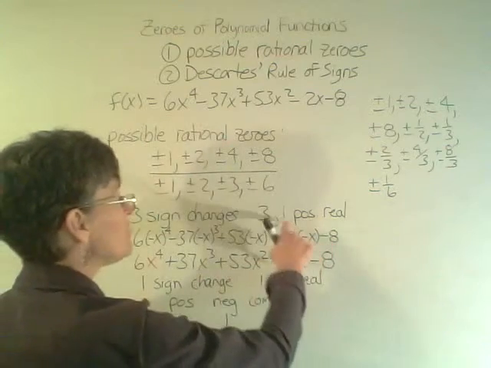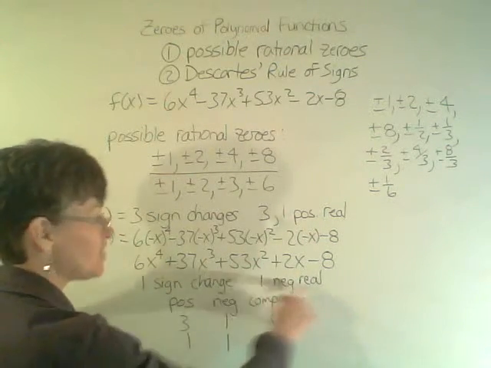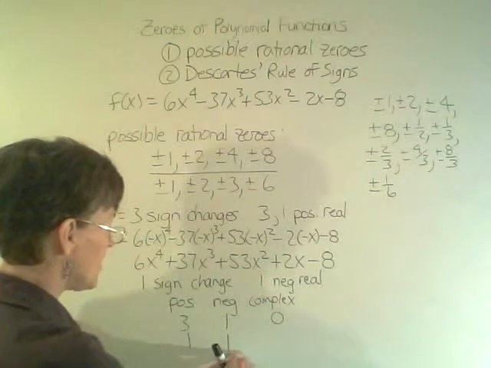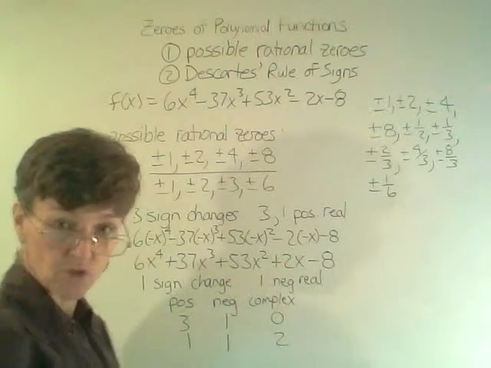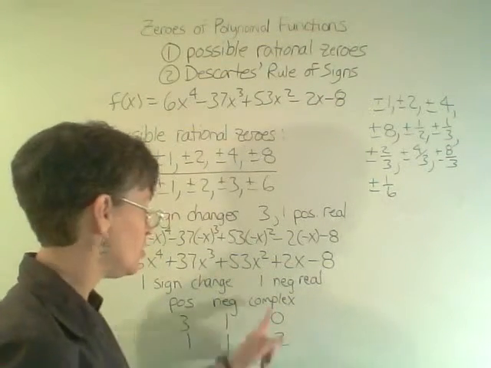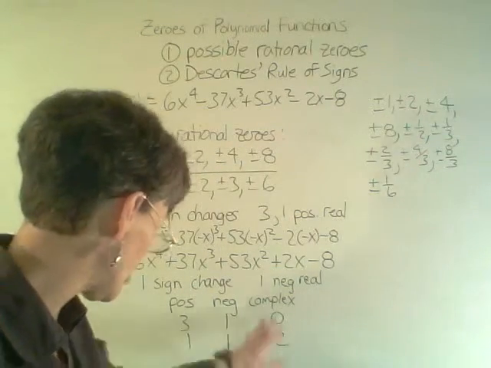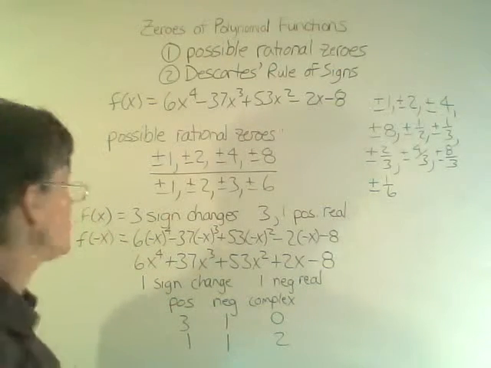But if I only have 1 positive real zero, and here again I have to have 1 negative real zero, that's my only choice. So 1 negative real zero, then that leaves 2 complex zeros. Remember that your complex zeros come in pairs. You will always have 2, 4, 6, 8, or 0 of those. Never an odd number of complex zeros. So this is what I'm looking for in my polynomial.